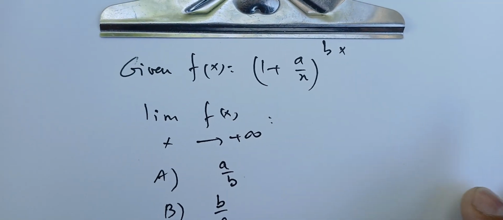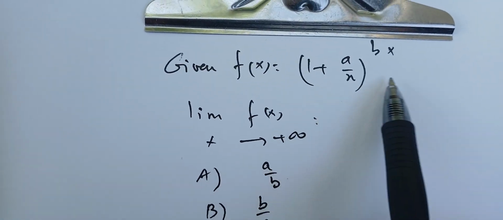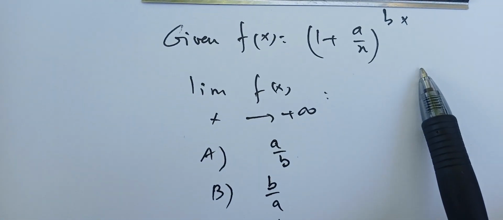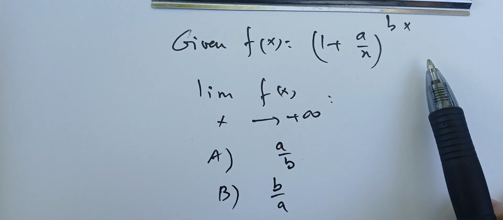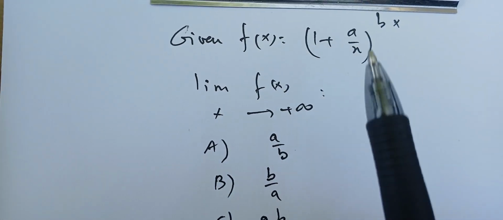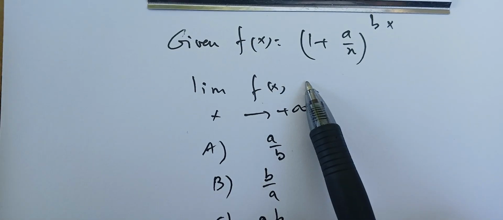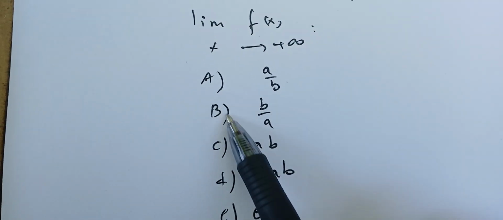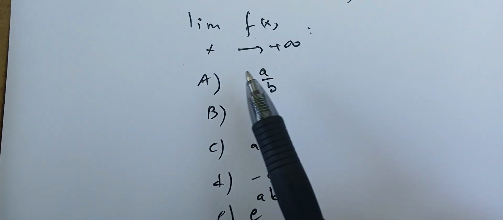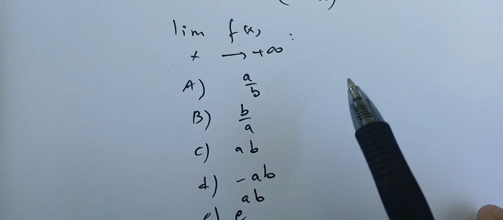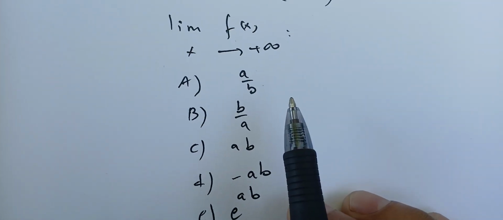Okay, in this video, we're going to try to find this limit here. Our function is defined by f(x) = (1 + a/x)^(bx), where x is different from 0, and a and b are real numbers. We want to find the limit of f(x) as x goes to infinity. We have this given condition and these given answers: is it a over b, b over a, ab minus ab, or e to the power ab?